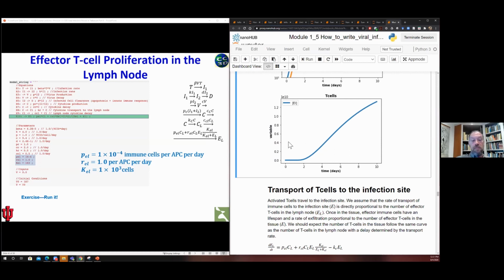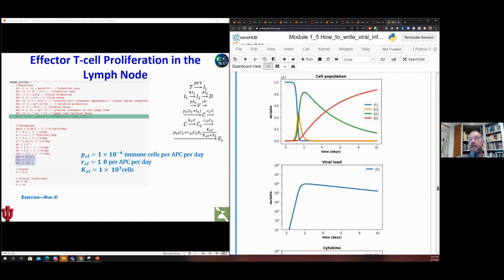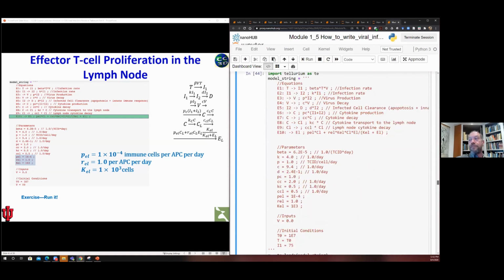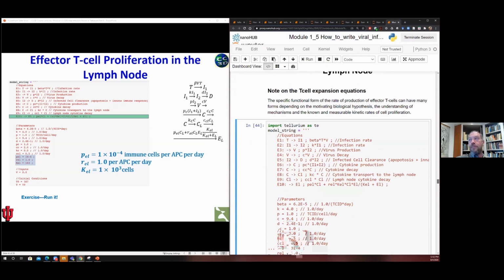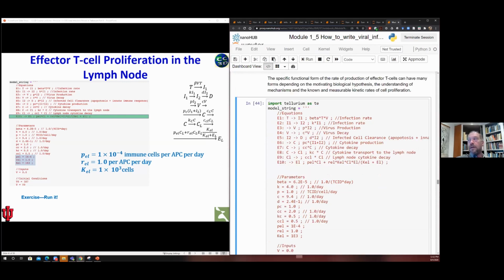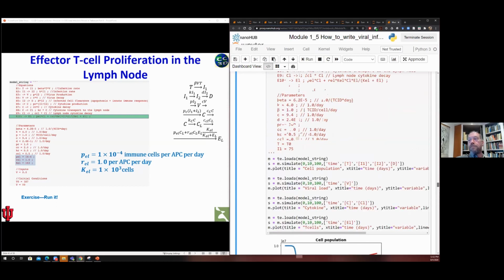Is everybody able to run that cell for the model? Again, this would be running cell number, sorry, I said 92, so it's 44. People have it? All right. Okay.